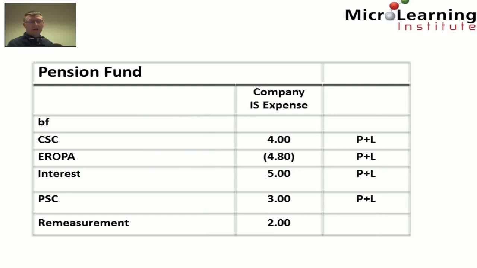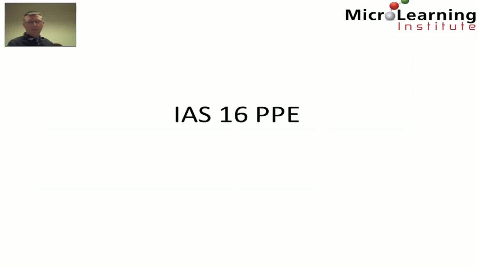The current service cost, the net interest and the past service cost are netted off to P&L, and the remeasurement gains or losses are treated in other comprehensive income. So we can see in relation to the pension fund, the net pension expense is $7.2 million and the remeasurement gain to the fund is $2 million, again to other comprehensive income.